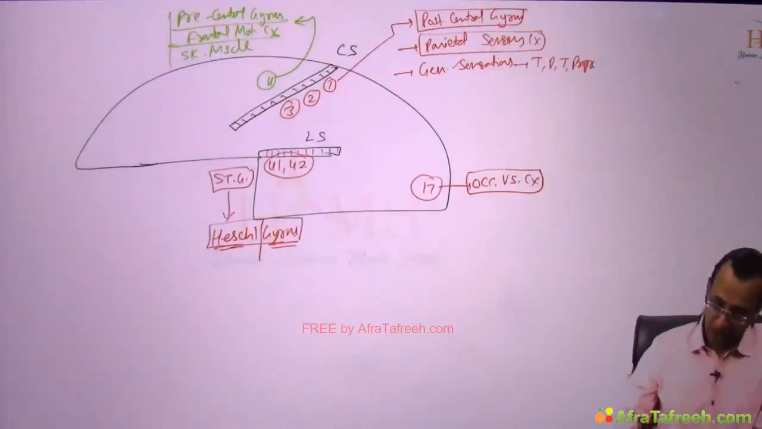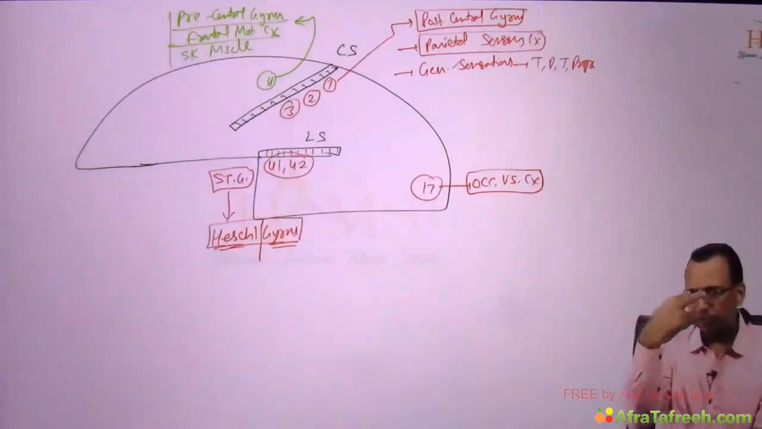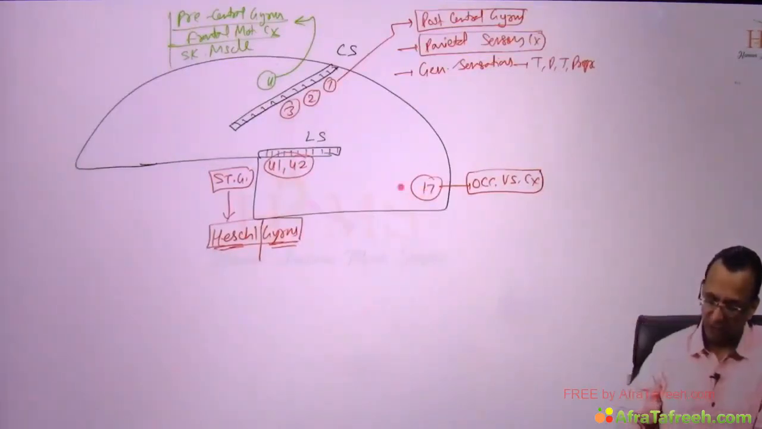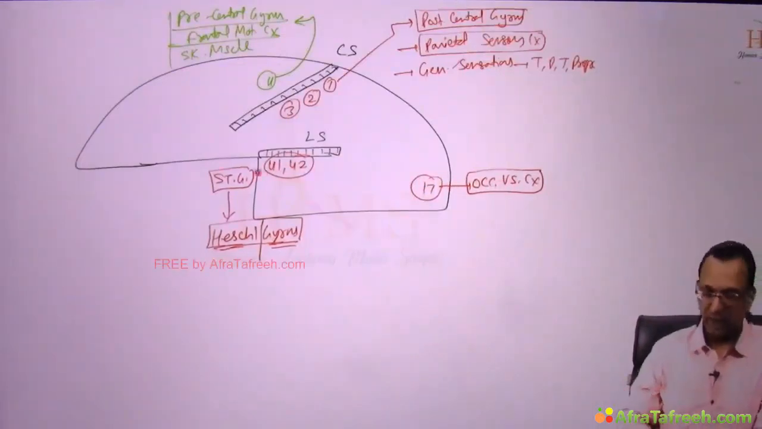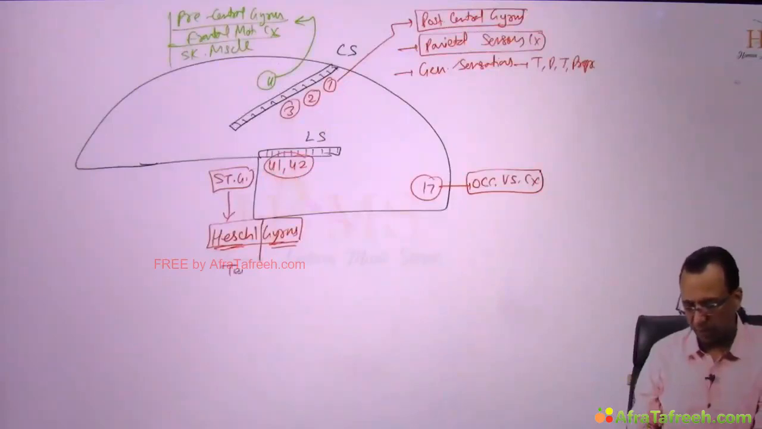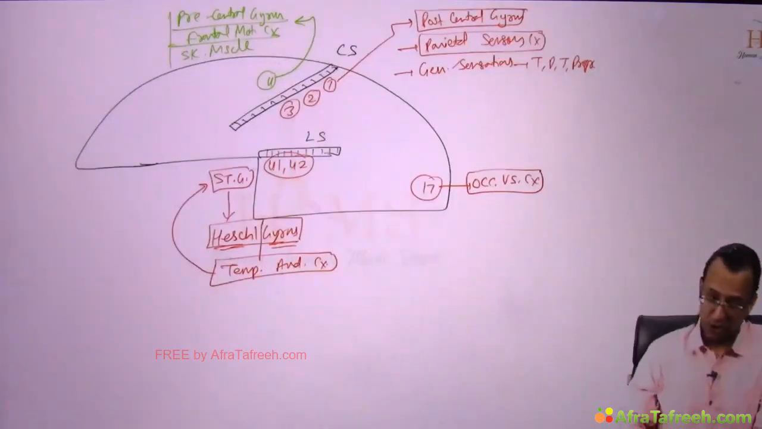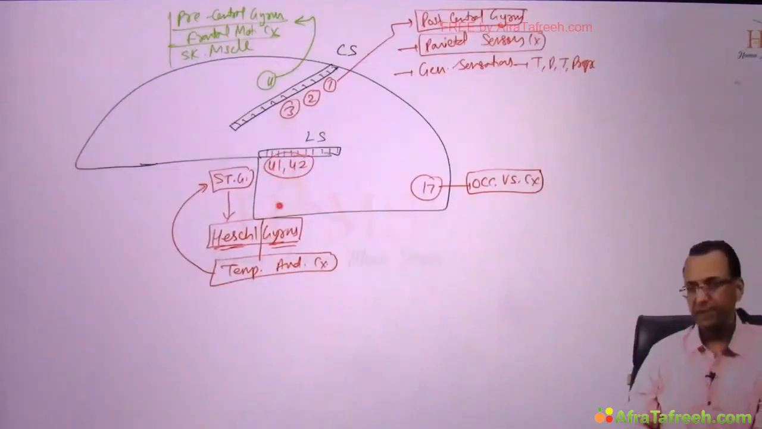Remember, if you're looking at something, that vision will come to area number 17, which is the occipital visual cortex. And if you're listening to somebody, then it will be the temporal auditory cortex. And where is the temporal auditory cortex? Temporal auditory cortex is actually the superior temporal gyrus. You mean to say there's a superior temporal gyrus, there is a middle and inferior also? Yes, actually there's superior, there's middle and inferior.